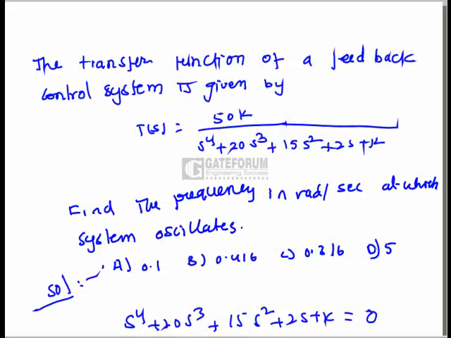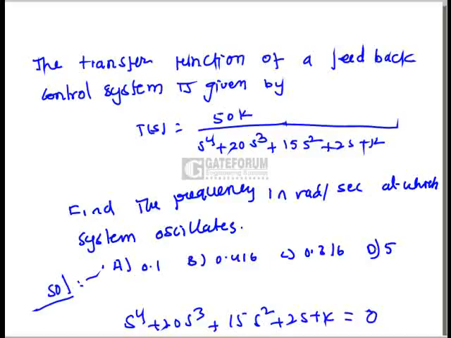The question is: the transfer function of a feedback control system is given, and we have to find the frequency of oscillations such that the system is marginally stable. If the system is marginally stable, that means the roots are on the imaginary axis, and that's why it will have some oscillations. Now we have to find that frequency of oscillations. For finding that, first we have to know the transfer function. Directly he has given the transfer function.